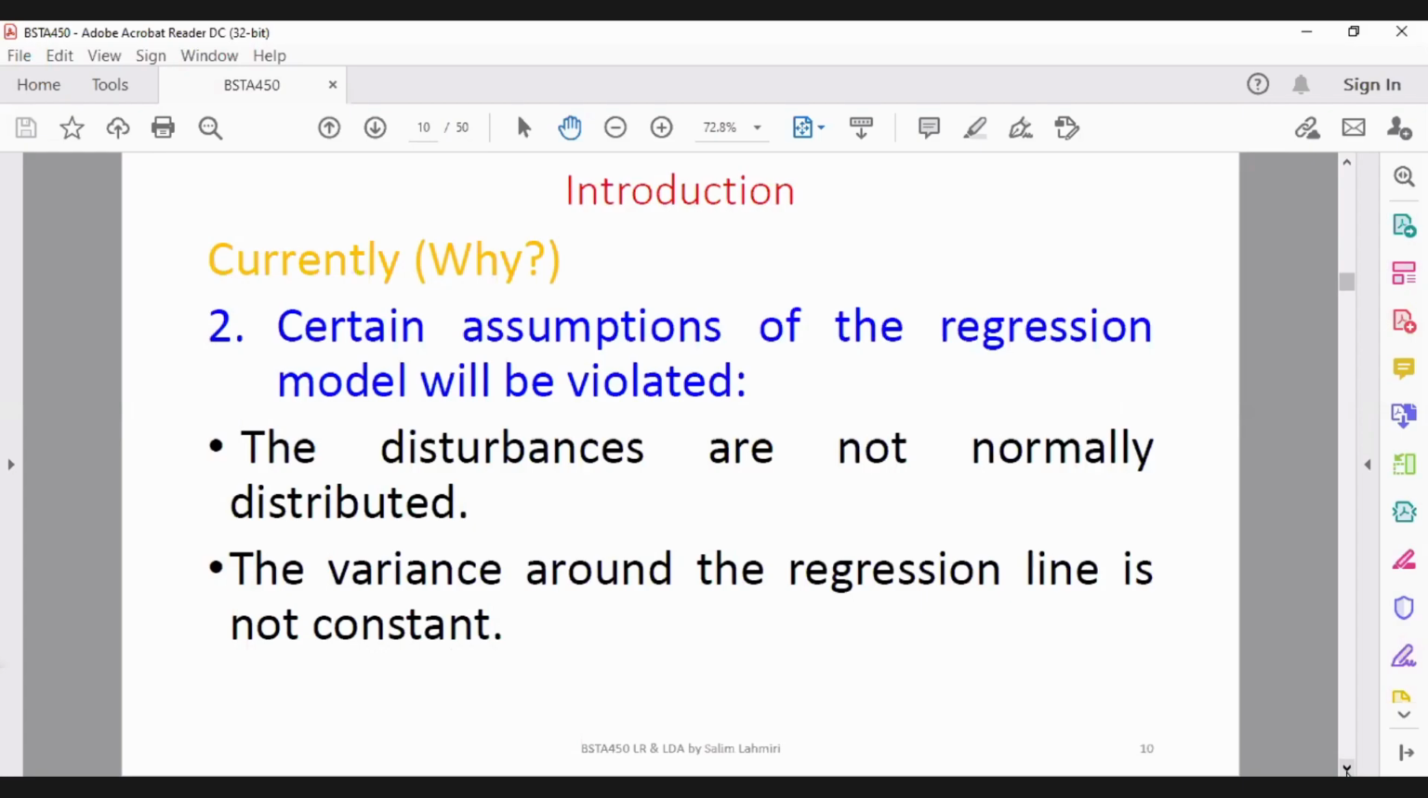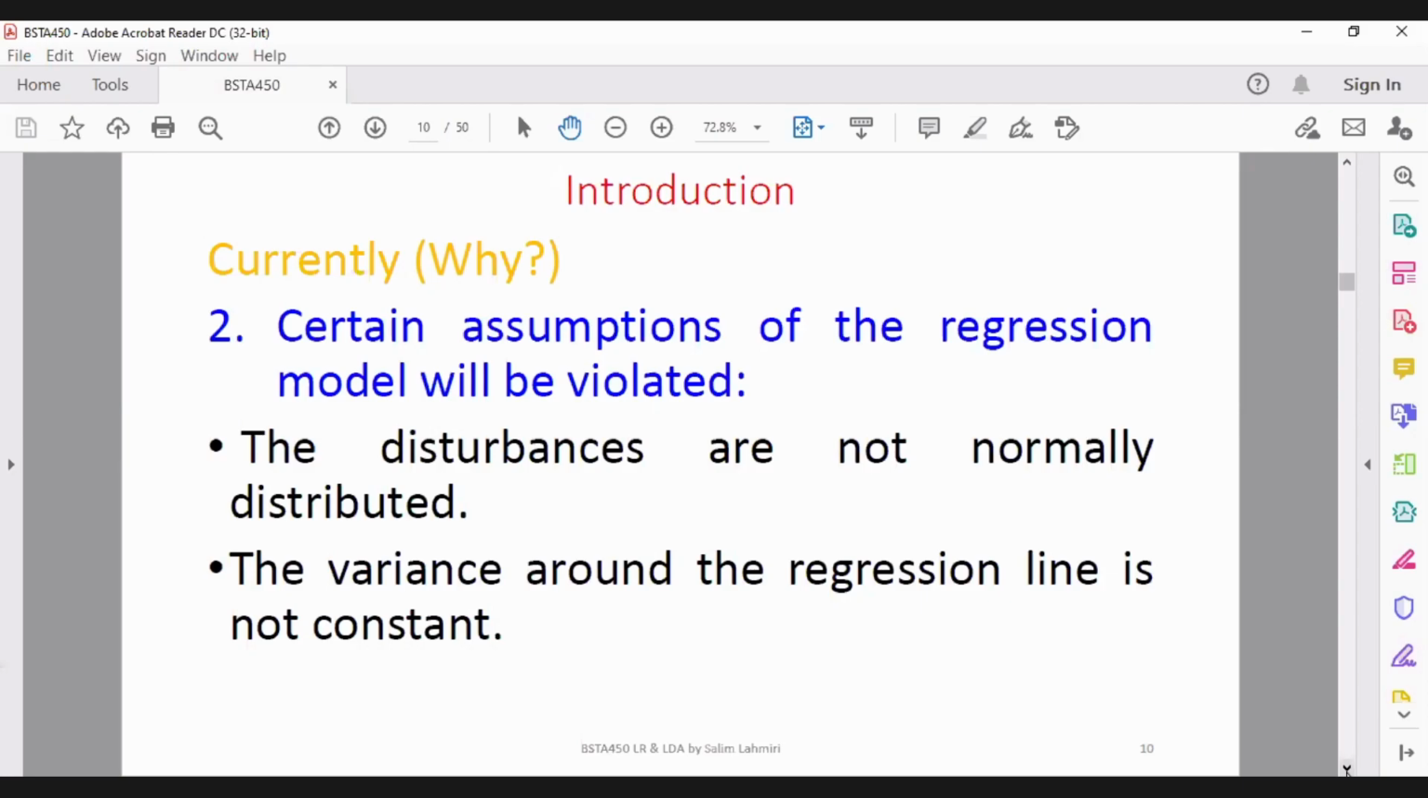Second, the variance around the regression line is not constant, meaning that the variance of the errors is no more constant. You know that the expected variance of the errors is equal to sigma. But when y is binary, this expected variance is no more equal to sigma, but it is equal to sigma index t, where t is time subscript, varying through time, meaning that sigma is also varying through time.